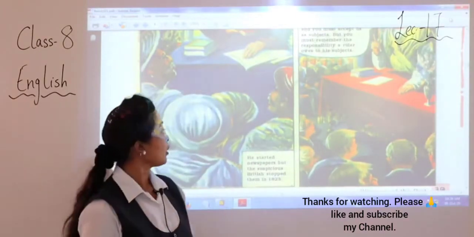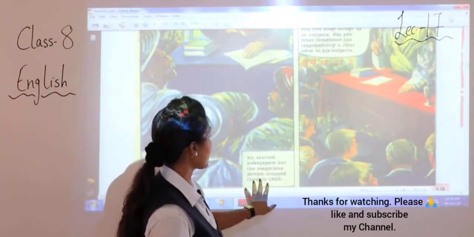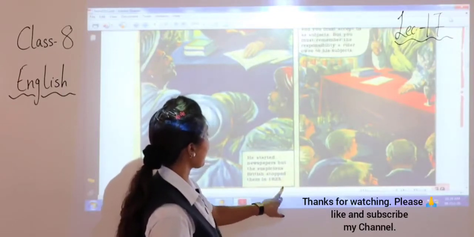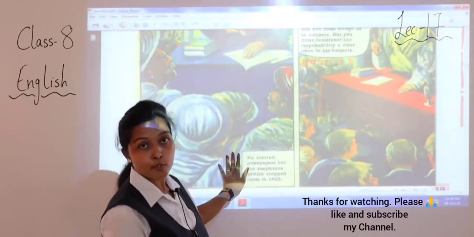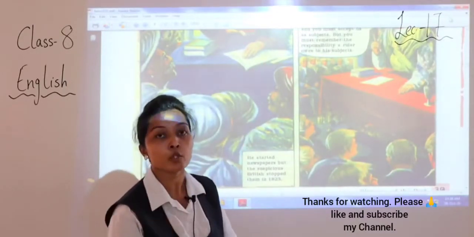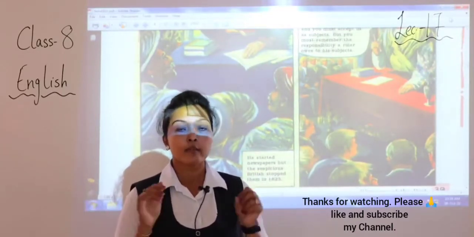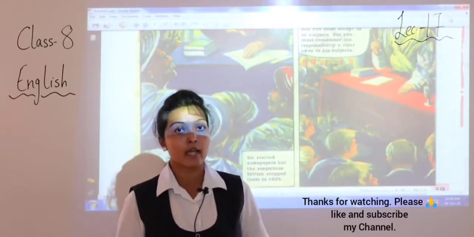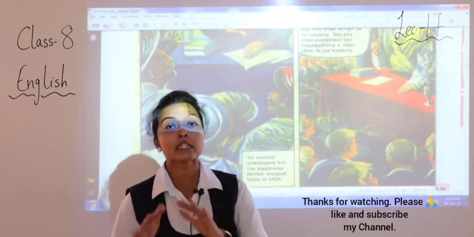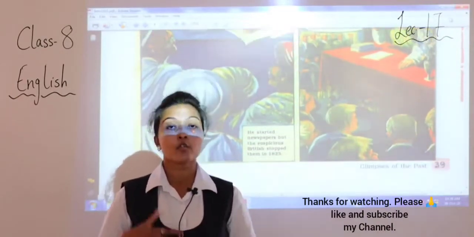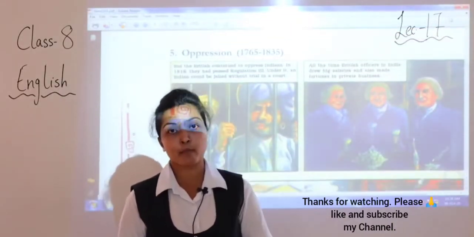Then he started a newspaper, but the suspicious British stopped it in 1823. So Ram Mohan Roy started newspapers also. By reading the newspaper, we come to know what is happening in another part. Just as now we see the news on TV, at that time it was a totally different era. TVs were not easily available to every person, and newspapers had not even started, but he started that newspaper.